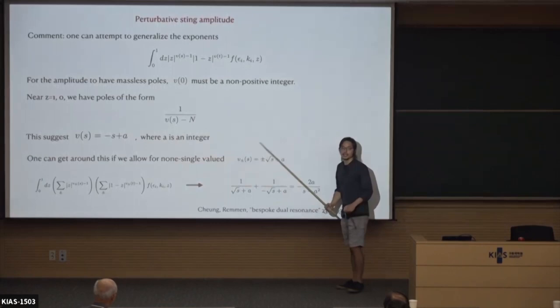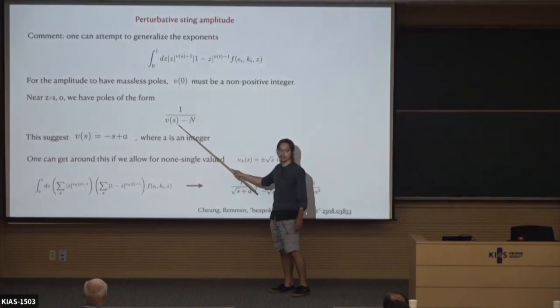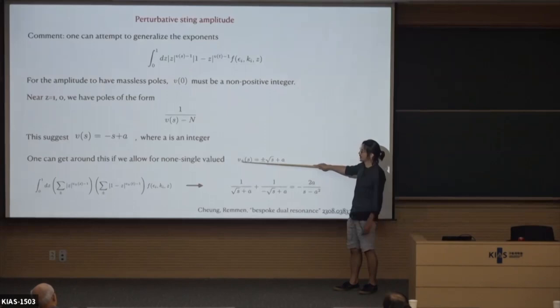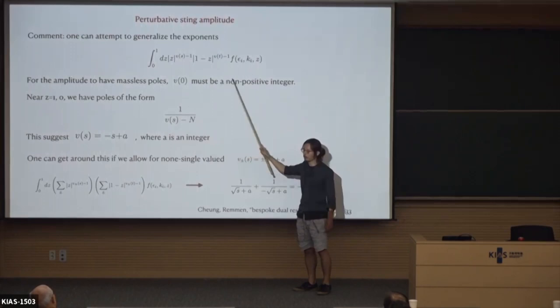Now, I should mention that you can actually get away with it, which was given in a talk at this year's Strings. If this function was not single-valued, if it was multi-valued, then you can get away with this. For a simple example, v is multi-valued, so you have a plus branch and a minus branch. If it's single-valued, then you only have one choice. But if it's multi-valued, you can sum over different branches.